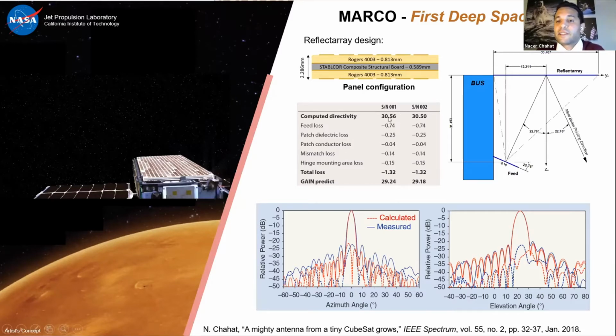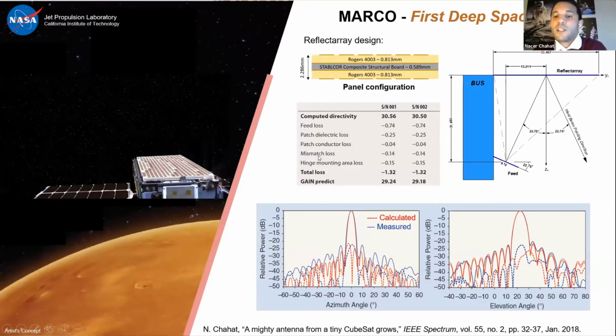So the computed directivity from this reflectarray was around 30.5, and the achieved gain was about 29.4, which gives you about 1.3 dB of loss.